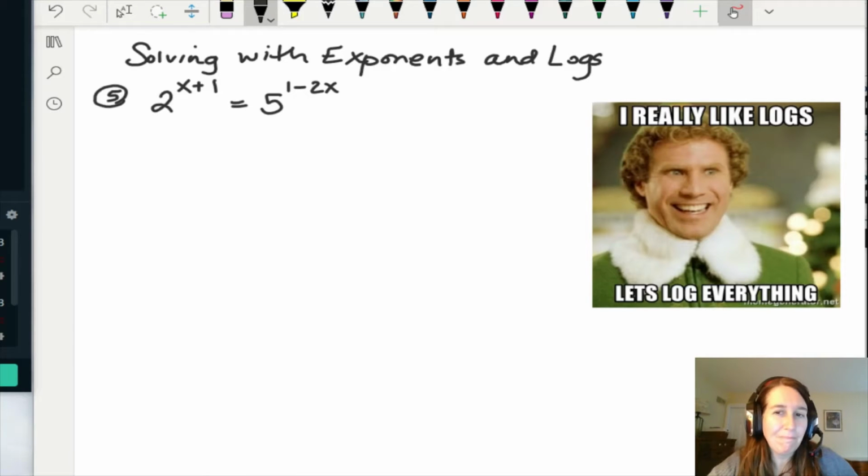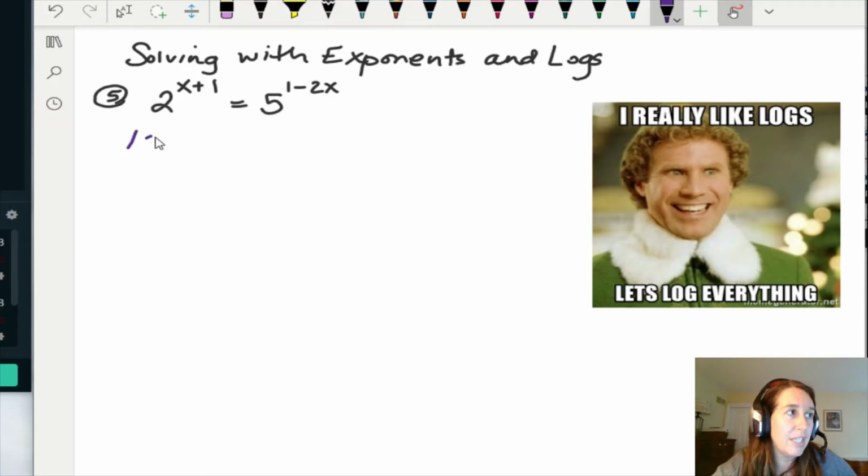So, first of all, we have 2 raised to the x plus 1 equals 5 raised to the 1 minus 2x. This is really an exponential problem, right? It's in exponential form. But notice that the bases cannot be written as the same base. This is 2. If this wasn't 5, if it was 8, then we would be totally cool. We would change the base to be the same base and then set the exponents equal like we did before. But 2 and 5 cannot be combined into the same base. So we can actually solve this with logs.